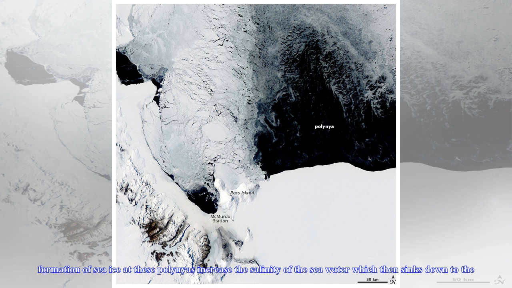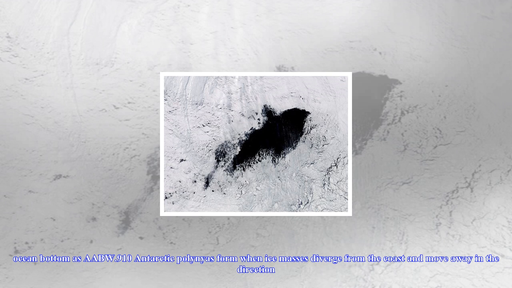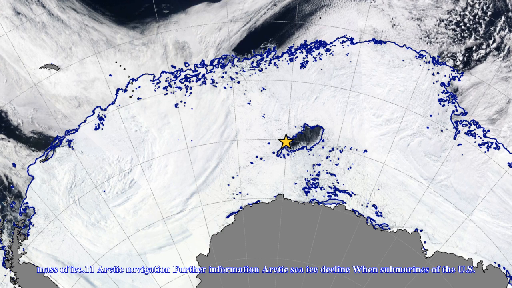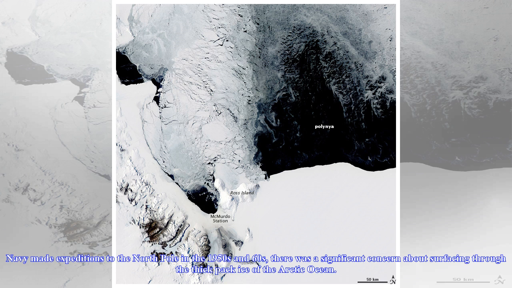Coastal polynyas. Latent heat polynyas are a source of AABW as brine rejection during the formation of sea ice at these polynyas increases the salinity of the seawater, which then sinks down to the ocean bottom as AABW. Antarctic polynyas form when ice masses diverge from the coast and move away in the direction of the wind, creating an exposed area of seawater which subsequently freezes over, with brine rejection, to form another mass of ice.